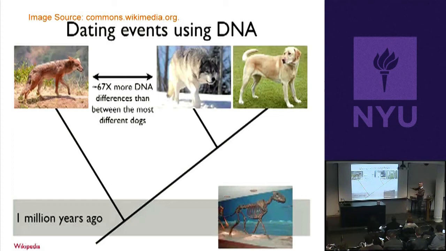Okay, and that's how we can infer and confirm how long it's been since we shared a common ancestor with chimpanzees, with orangutans, with mice, and so on.